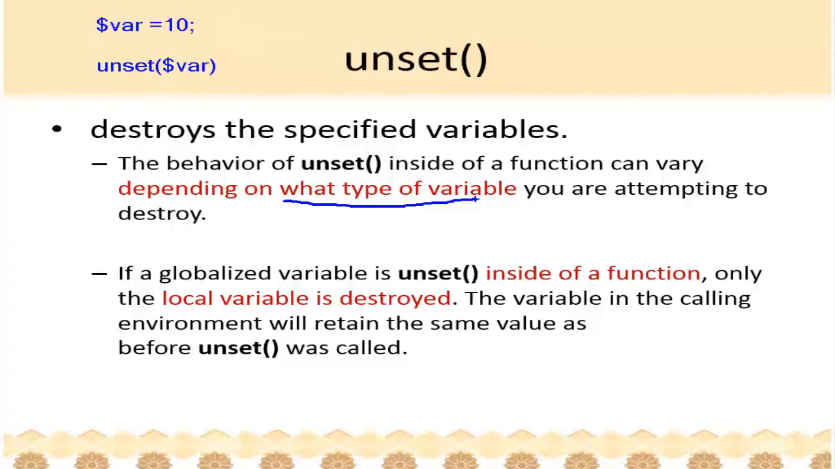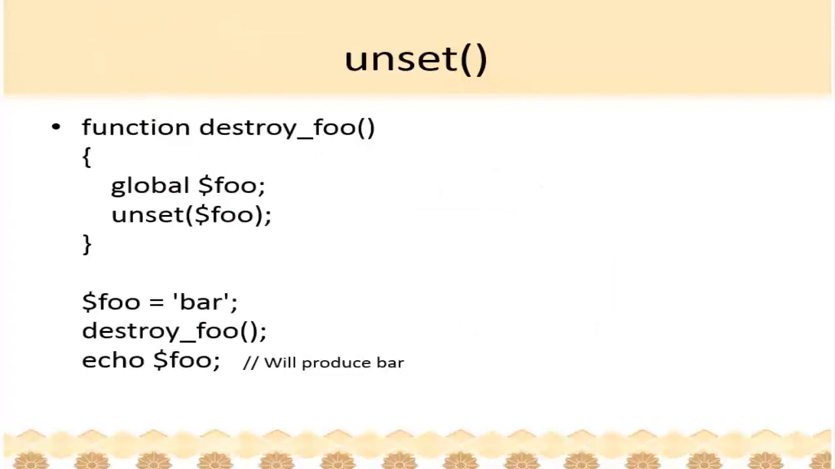Now there are a lot of problems when you try to unset. Not all unsets will be successful. So let's look at some of the problems. If you look at this example, there is a function, and this function is making use of a global variable. This foo is declared outside this function, and it is being referenced by this function because of this word global.